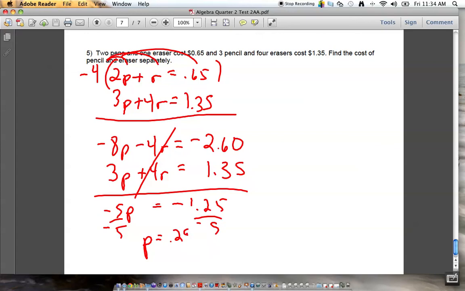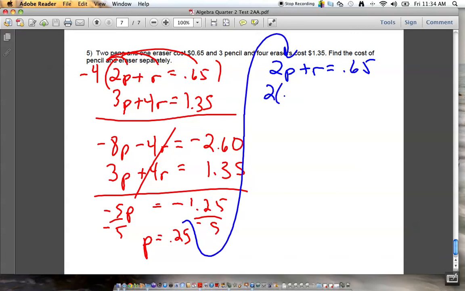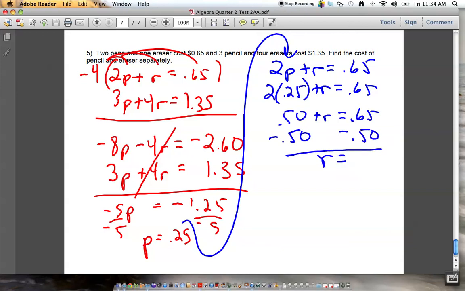So what this tells you is that the cost of a pencil is 25 cents. But we have not yet figured out the cost of an eraser. So I can use either equation, but it seems to me that the first equation be a little easier, save a step. 2 times, put that 0.25 in there, plus r is 0.65. 0.50 plus r is 0.65, minus 0.50, r equals 0.15. So an eraser is 15 cents and a pencil is 25 cents.